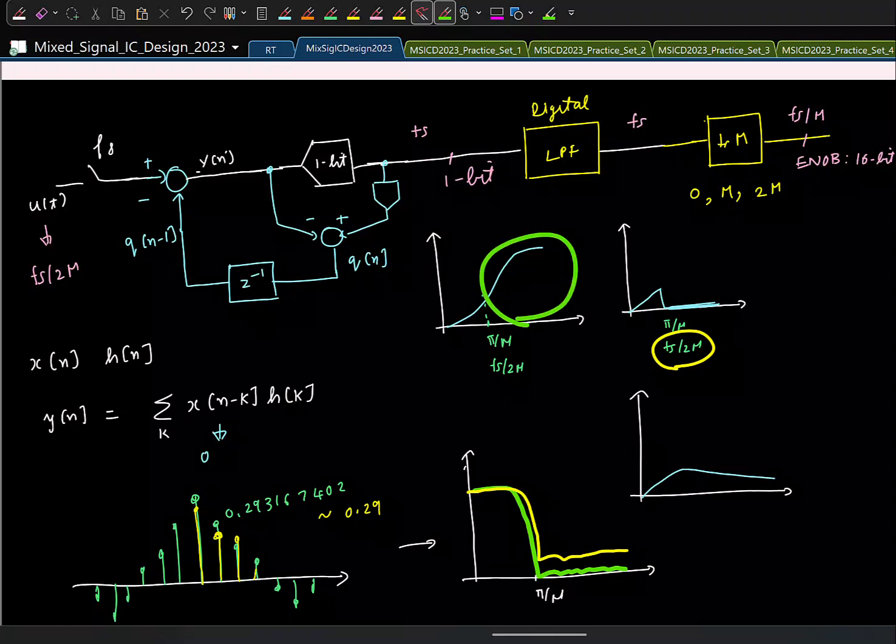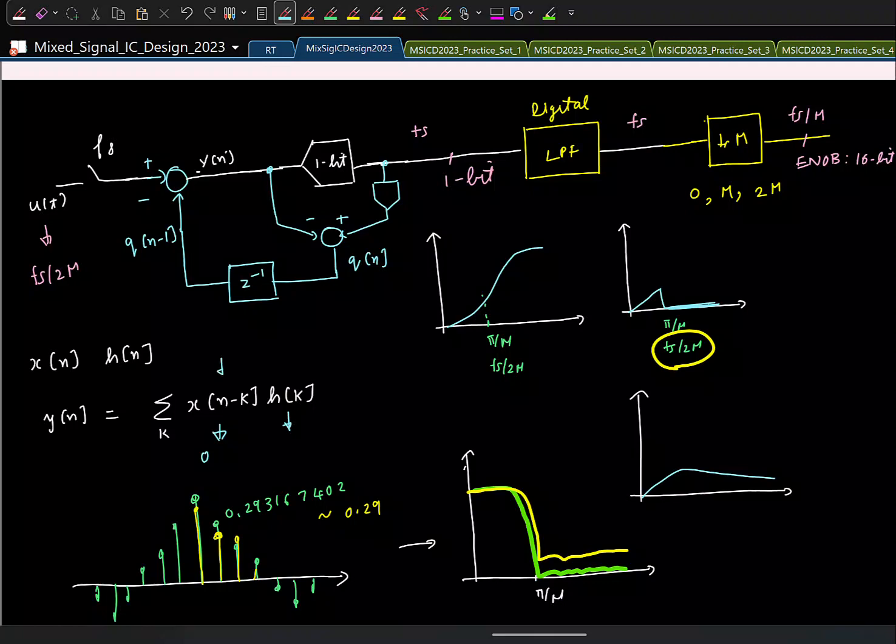So after filtering, if I look at the overall noise power, that should be close to what I get in the ideal case. So that is how I have to decide how many bits I have for this filter. Now logically, tell me at the output, let us say I want an ENOB of 16 bits, how many bits I should allocate for this guy?